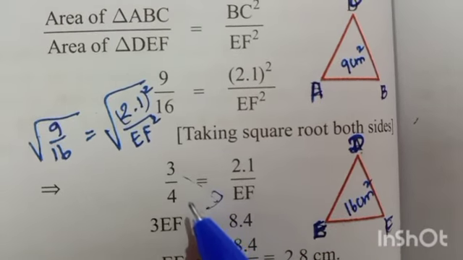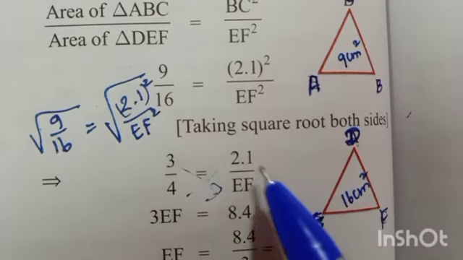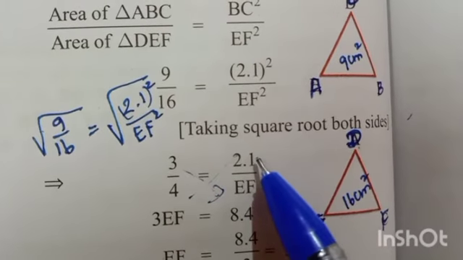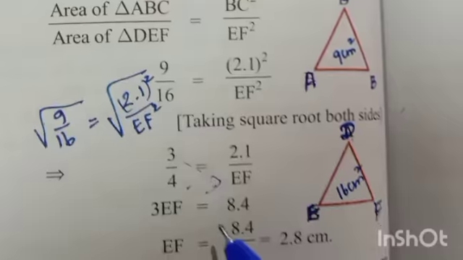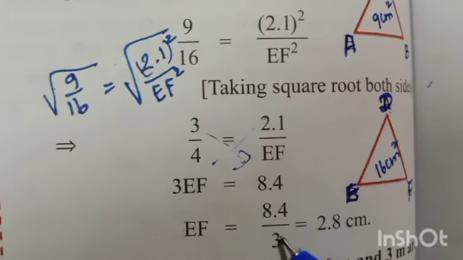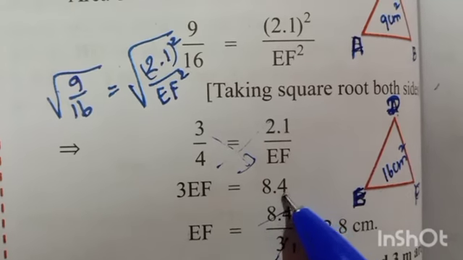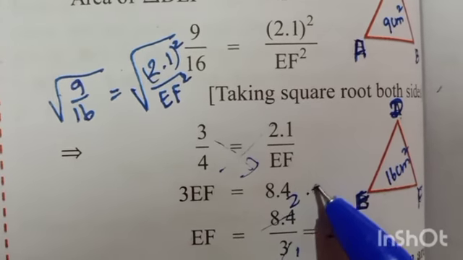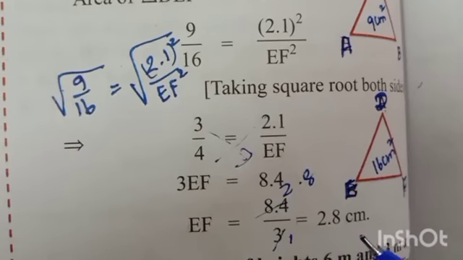Then cross multiply: 3 into EF is equal to 4 into 2.1. 4 into 2.1 is 8.4. So EF is equal to 8.4 by 3. 1 3 is 3, 2 3s are 6, balance 2, 8 3s are 24. So EF is 2.8 centimeters.